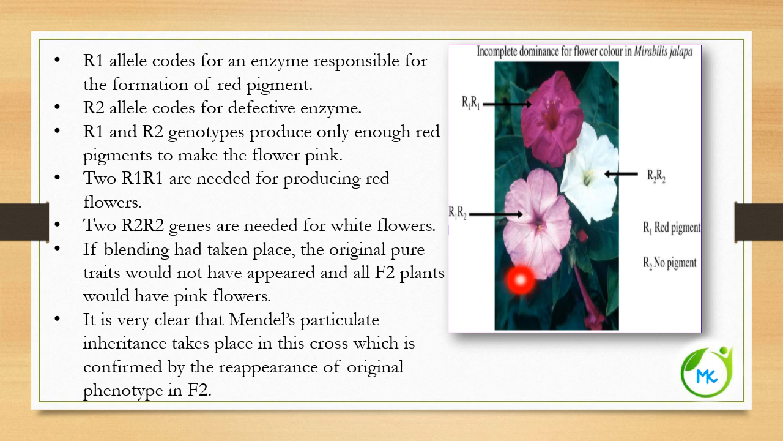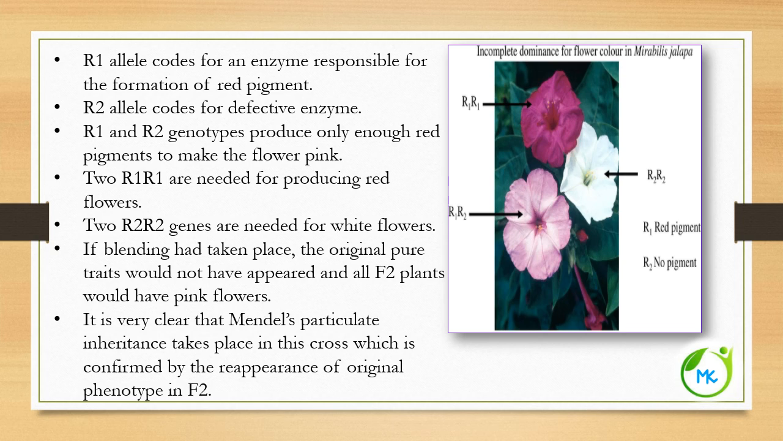So in the case of this pink flower, it has R1R2. It has not got enough R1 to produce the red flower. Only when 2 R1 are found will the flower be red in color. Here only 1 R1 is there, so the flower color is pink.